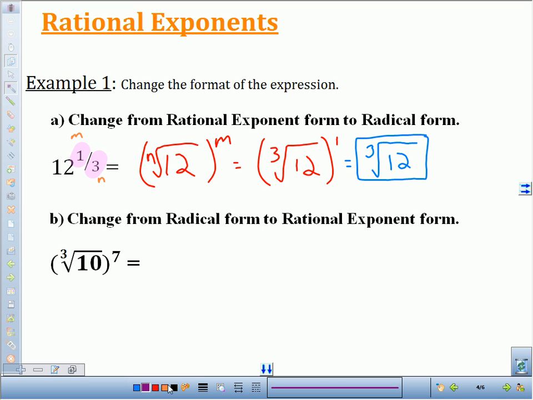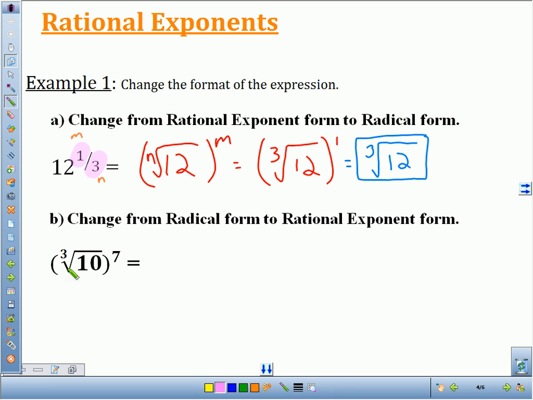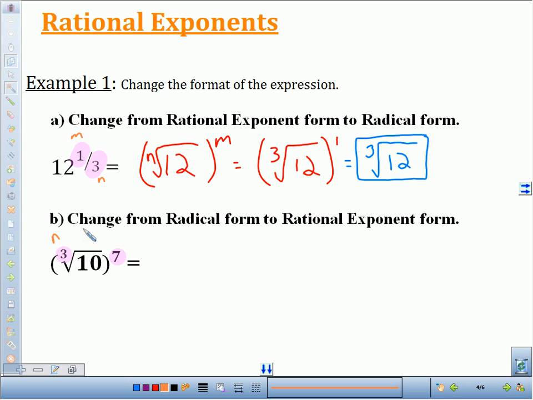Let's go the other direction. Here we have this in radical form, and we want to change it into exponential form. So I look at my terms here, and I can see I have 3 and 7. Now 3 is my n, because my exponential form has the nth root, the index, and 7 is my m.